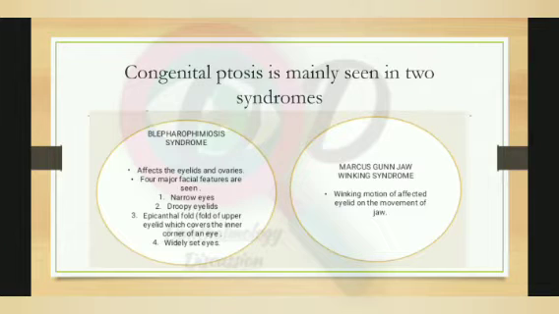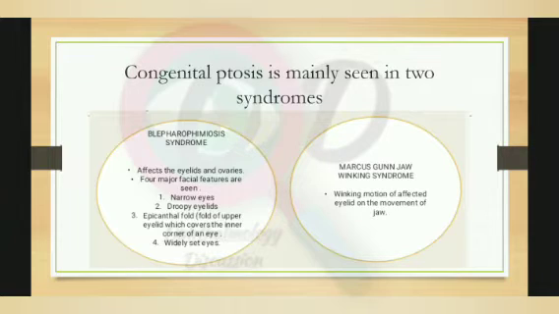Blepharophimosis syndrome and Marcus-Gunn syndrome. Blepharophimosis syndrome is a syndrome seen in children, and it affects the eyelids as well as the ovaries. If it is affecting the eyelid, then what happens? The patient will have narrow eyes. The patient will sometimes have droopy eyelids with this syndrome. The patient will have an epicanthal fold.